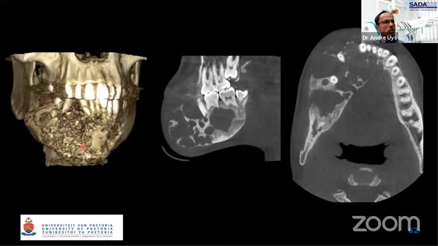And here you can see that same patient. And on this axial slice, you can actually see how far this lesion extends posteriorly. So for surgical planning, this helps quite a lot for the surgeons to really do their planning.